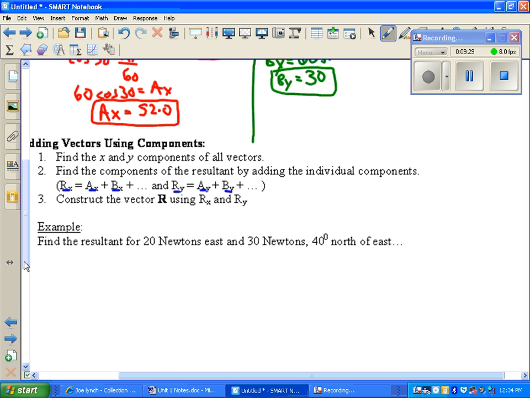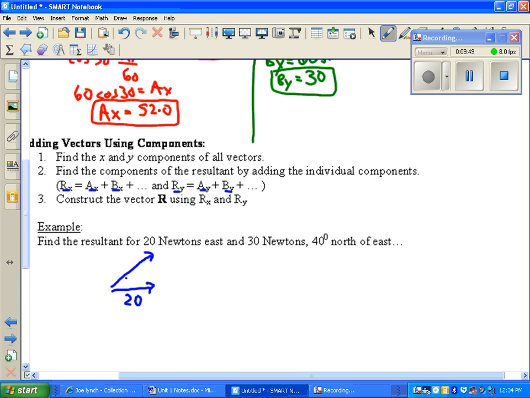So this first example, we have 20 newtons east and 30 newtons 40 degrees north of east. So I'm going to sketch this. We have 20 newtons straight east, and then we have 30 newtons 40 degrees north of east. So that means north of east is going to be up this way.